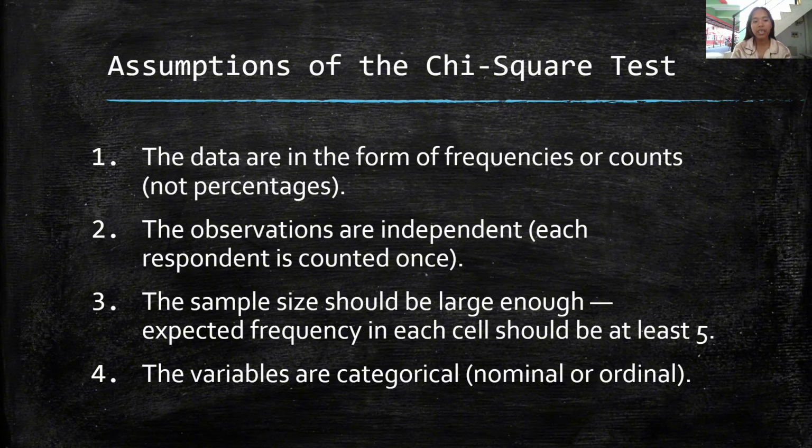In chi-square test for independence, we have these assumptions that need to be met. One of these is the data are in the form of frequencies or counts, not percentages. The second one is the observations are independent. Each respondent is counted once. The third one is the sample size should be large enough. Expected frequency in each cell should be at least 5. And the fourth, or the last one, is the variables are categorical, nominal or ordinal.